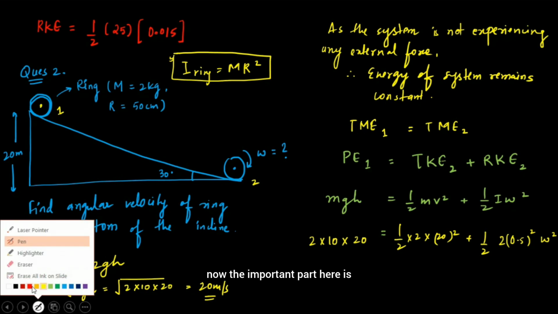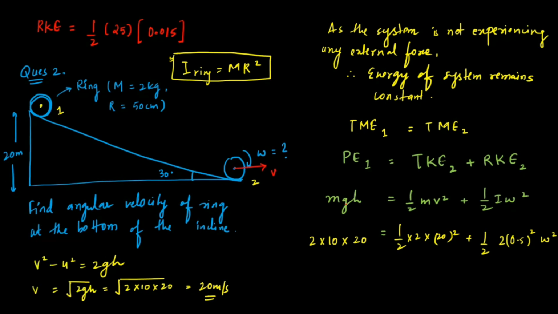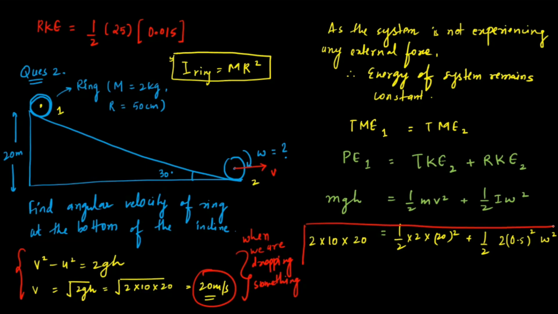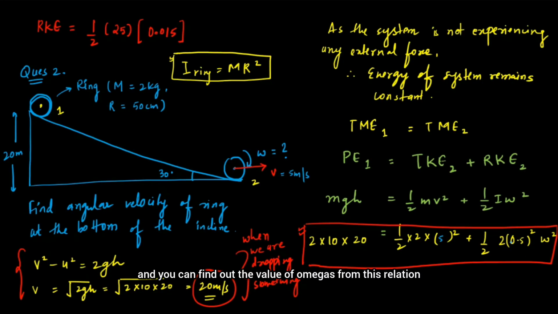Now, the important part here is the velocity with which it will go down. It is not going to be 20, because this is a relation we use when we are dropping something from a certain height. We cannot substitute velocity 20 here. So this question can be solved only if the velocity at the bottom is given. If there is no velocity, we cannot solve it. So let me make a few changes to the question and assume that the velocity at the bottom is already given in the question, which is 5 meters per second, just assuming. So you can substitute all the values and find the value of omega from this relation.